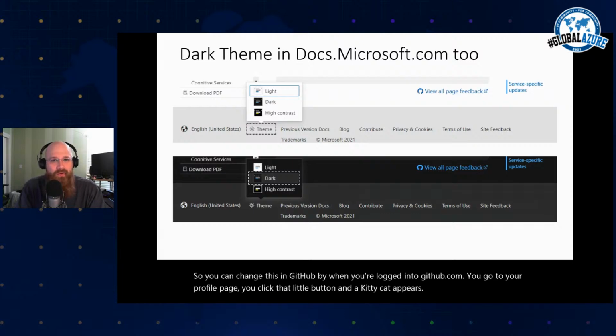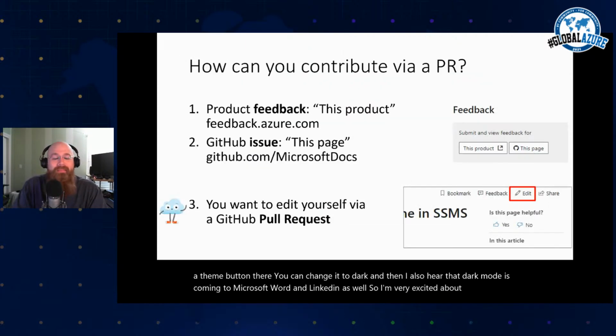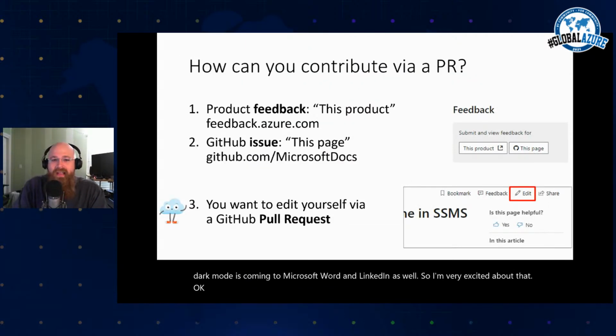Also, if you're an enthusiast for dark mode websites, docs.microsoft.com, the website we're talking about today, has a dark theme too. You can scroll to the bottom, check out the footer. There's a theme button there. You can change it to dark. And then I also hear that dark mode is coming to Microsoft Word and LinkedIn as well. So I'm very excited about that. Okay, back to contributing. Enough about dark mode.